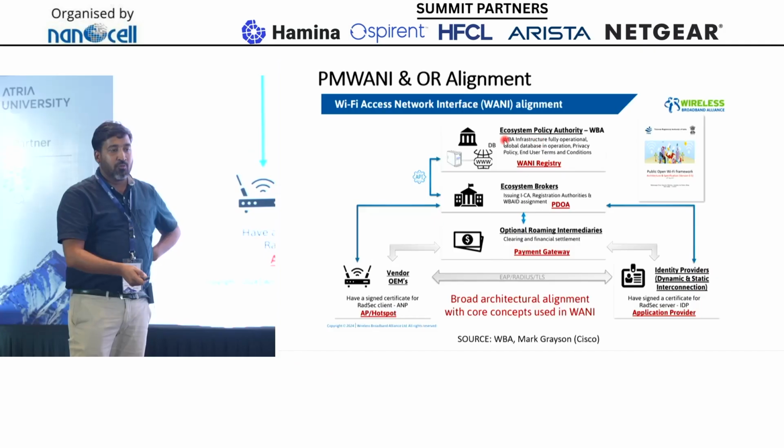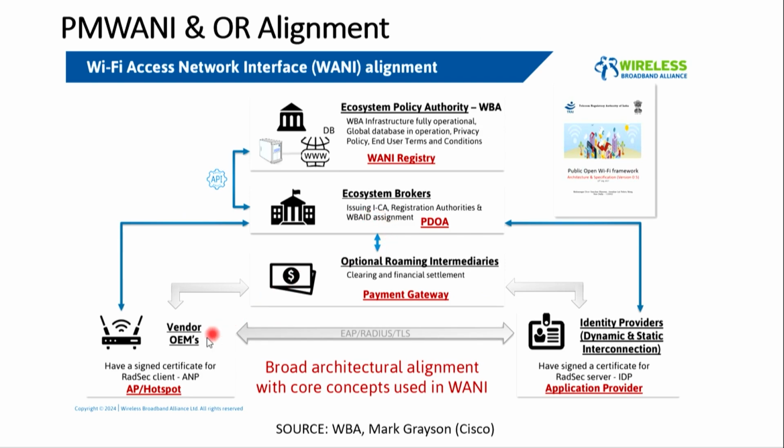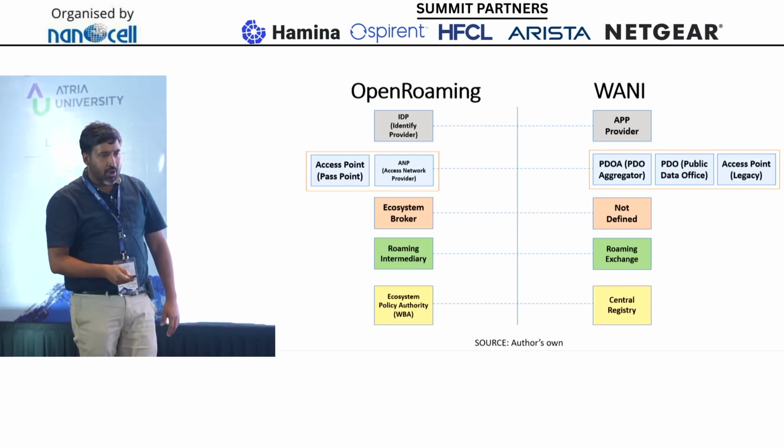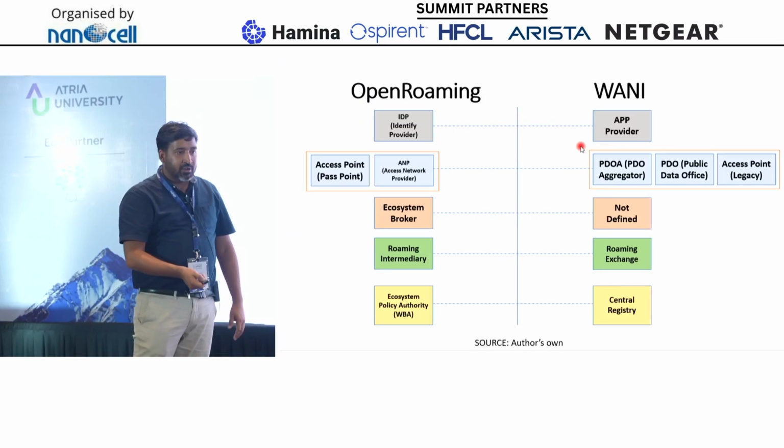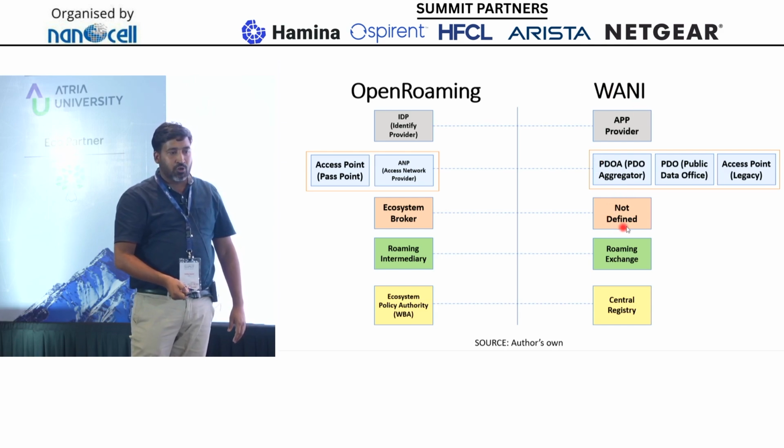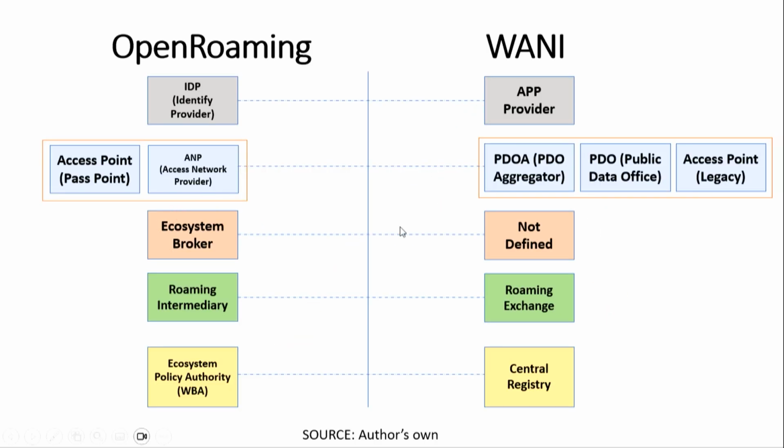You see, there is WBA as the ecosystem policy authority. The WANI registry is the authority in India. PDOAs are the ecosystem brokers. You have the AP hotspot, which is the PDO, and you have the identity provider, which is an application provider. So there is a clear alignment between OpenRoaming and PM WANI. Now we want to see how we can leverage OpenRoaming best practices for the betterment of the PM WANI framework. This is the similar comparison. My analysis shows that in WANI there is no ecosystem broker, and this can be leveraged to integrate the PM WANI framework into the OpenRoaming framework.